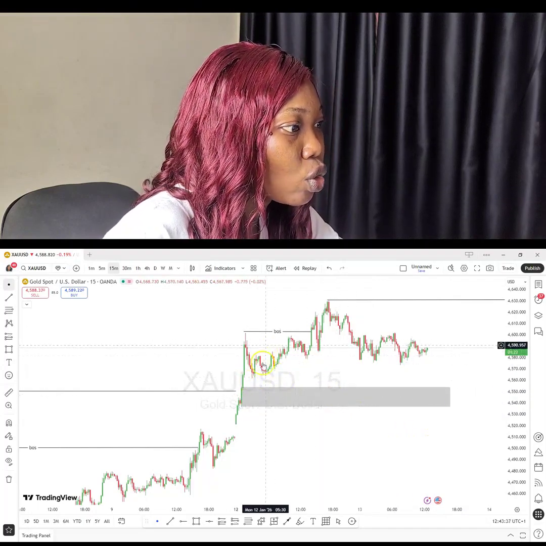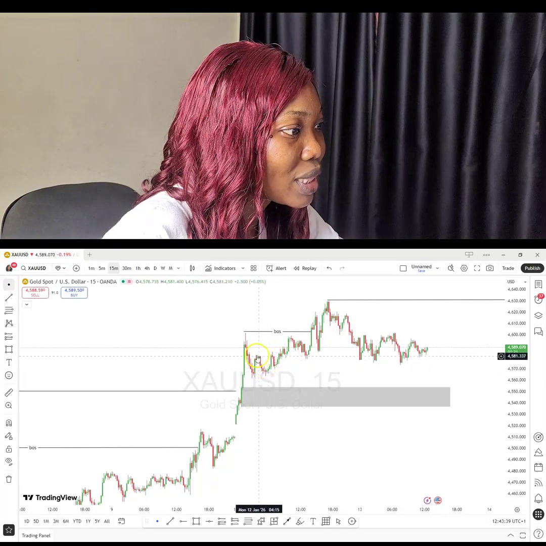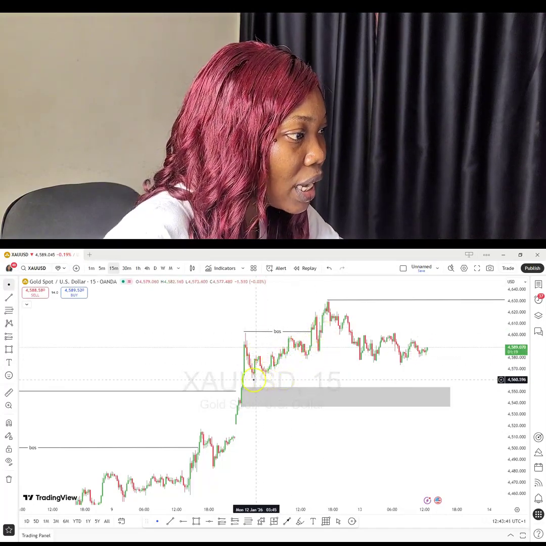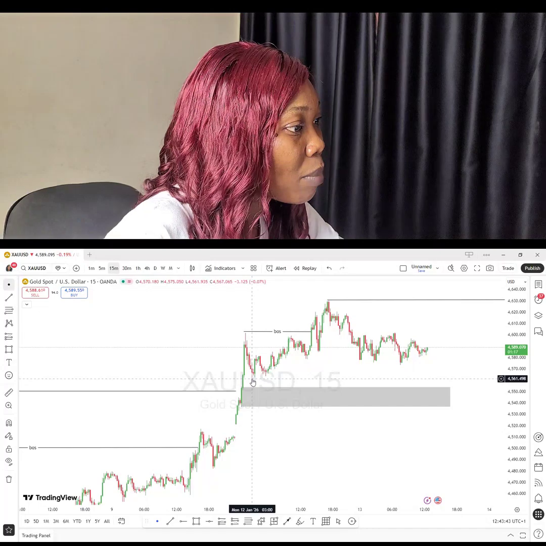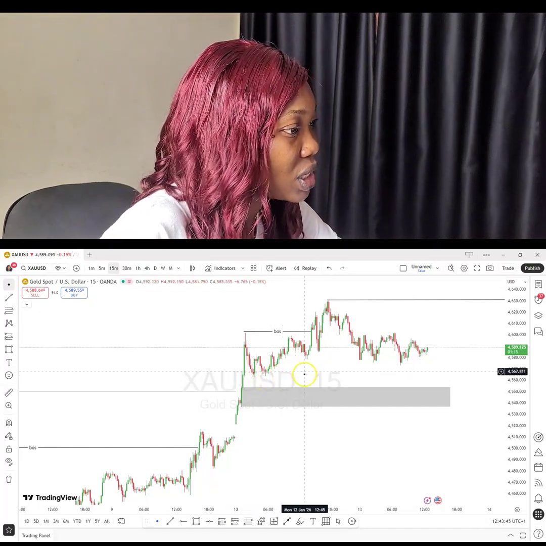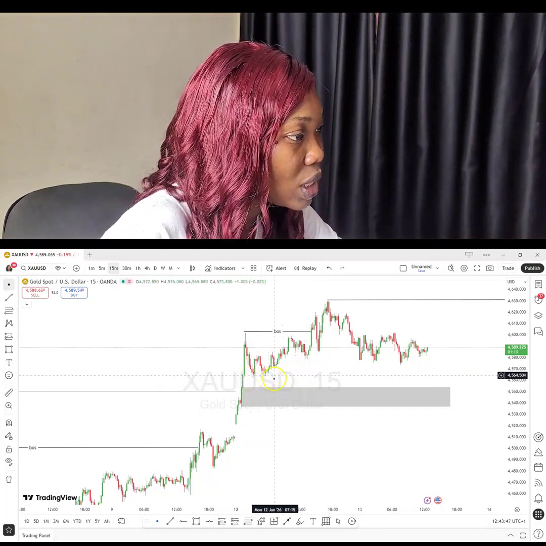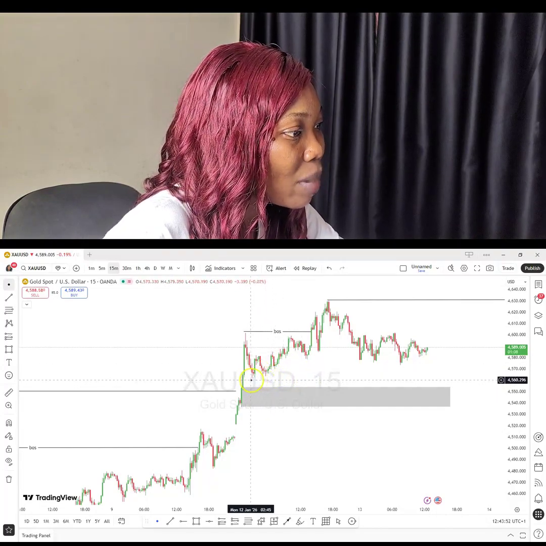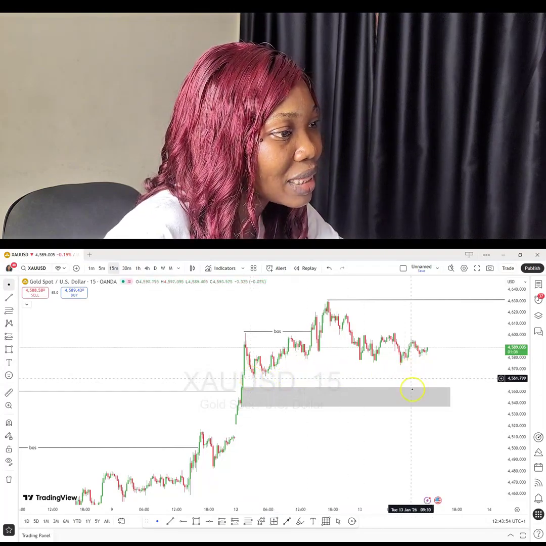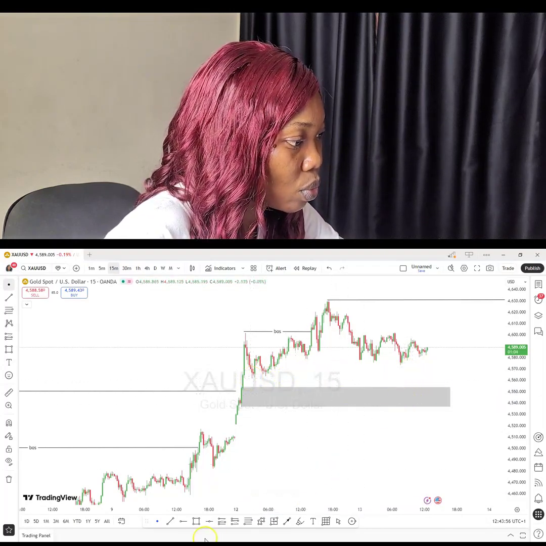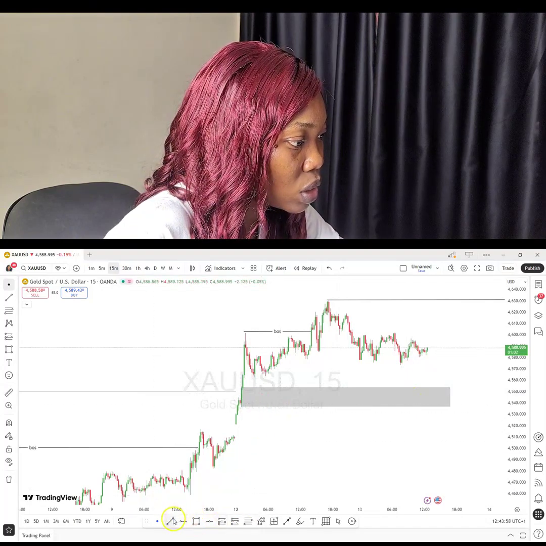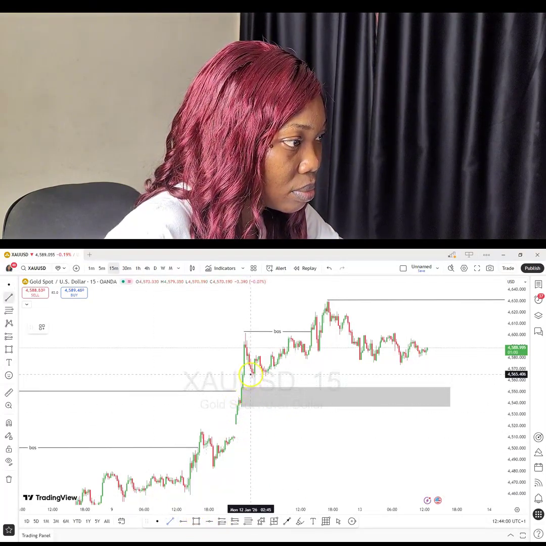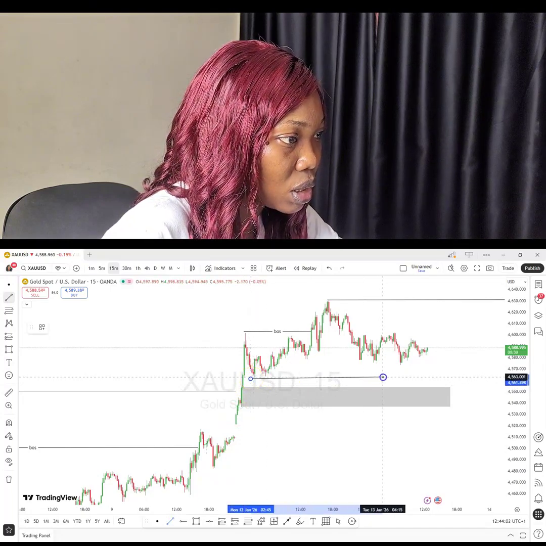And we have a lot of liquidity. Gold created a lot of liquidities here. Remember, liquidity is a magnet in the forex industry. Your SL is the liquidity. So we don't take our entry from here. We allow the market to sweep this liquidity and tap into our order block. So this is our liquidity concept. This is our liquidity.